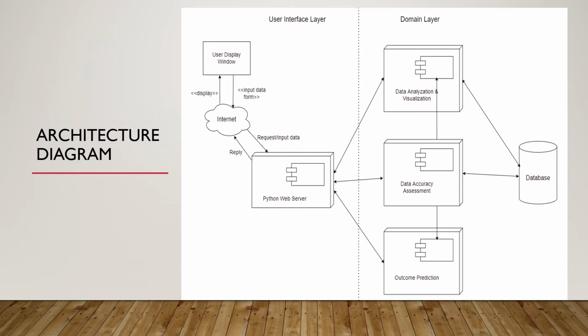This is the architecture diagram for this project. You can see the front end is HTML and CSS. The back end is more about Python. Python Flask will be used to transfer the input data from the user to the back end, and the back end will return it to the front end by using Python Flask.